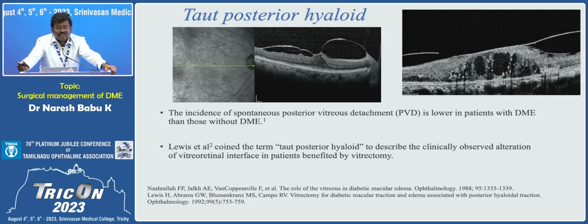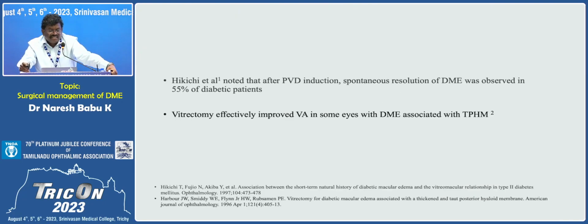Basically, the incidence of spontaneous PVD is much lower in diabetics when compared to other people. So when the vitreous is causing traction over the macula, it is better not to wait. It's not going to have any PVD and it's not going to resolve the macular edema spontaneously. So it's better that we go for the surgery earlier in these cases. In one of the studies by Hikichi, it has been noted that when you do a PVD induction, there is a spontaneous resolution of macular edema in almost 55% of the diabetic patients.